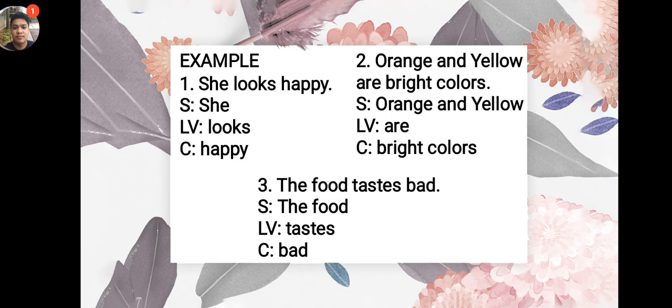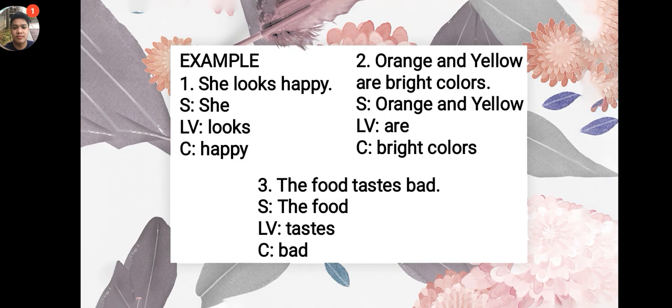First is, she looks happy. Our subject here is she, our linking verb is looks, and our complement is happy. Second example, orange and yellow are bright colors. Orange and yellow is our subject, the linking verb is are, and the complement is bright colors. The third example is, the food tastes bad. The subject here is the food, the linking verb is tastes, and the complement is bad.